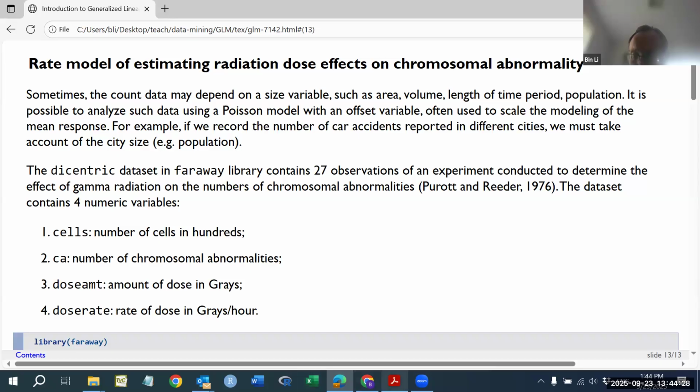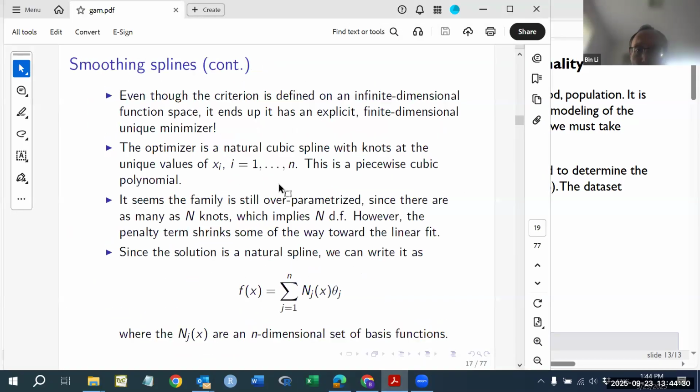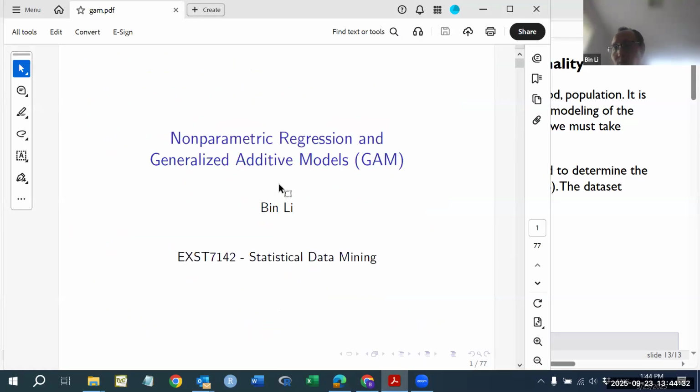Okay, so we finished the generalized linear model. So we will go one step further. We will move to the generalized additive model. This is an extension of the generalized linear model. So why?